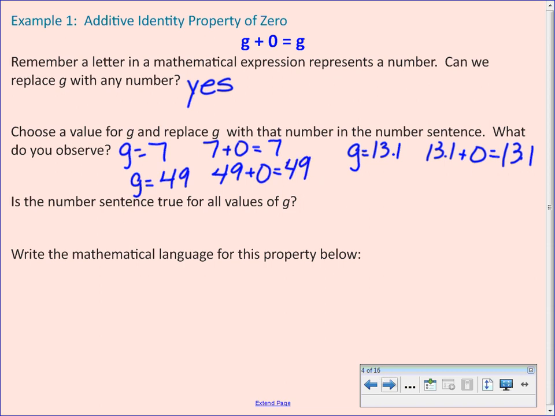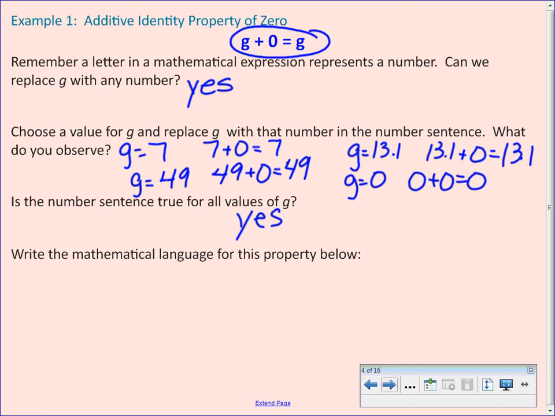So is this number sentence true regardless of the value of G? No matter what G equals, is that value true? No matter what G is, are all these sentences true? Yeah, they're all true. They all make sense. They're all the right answer. Well, this is for addition. So even if G is 0, let's see if G equals 0. 0 plus 0 equals 0. So for this sentence, no matter what G is, it will be correct.